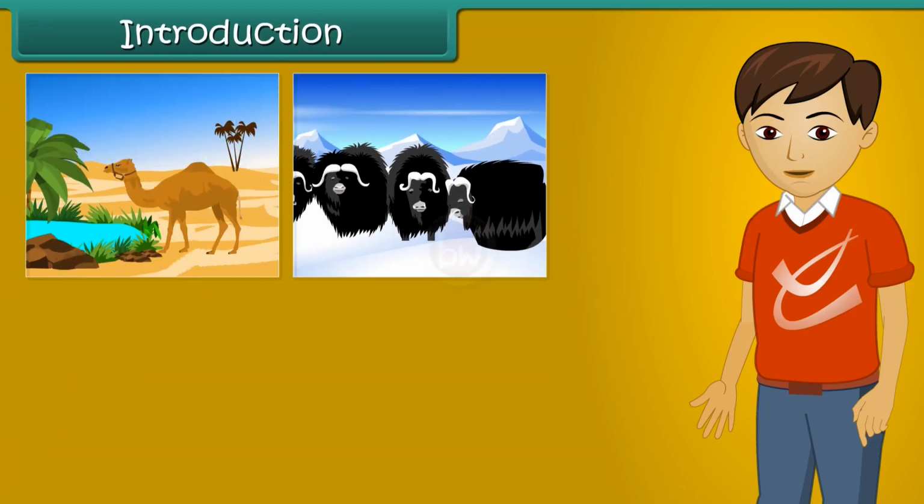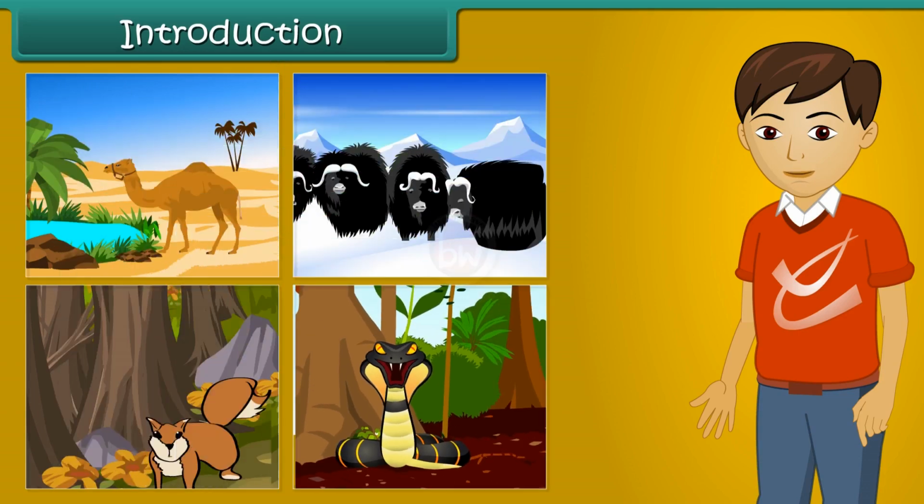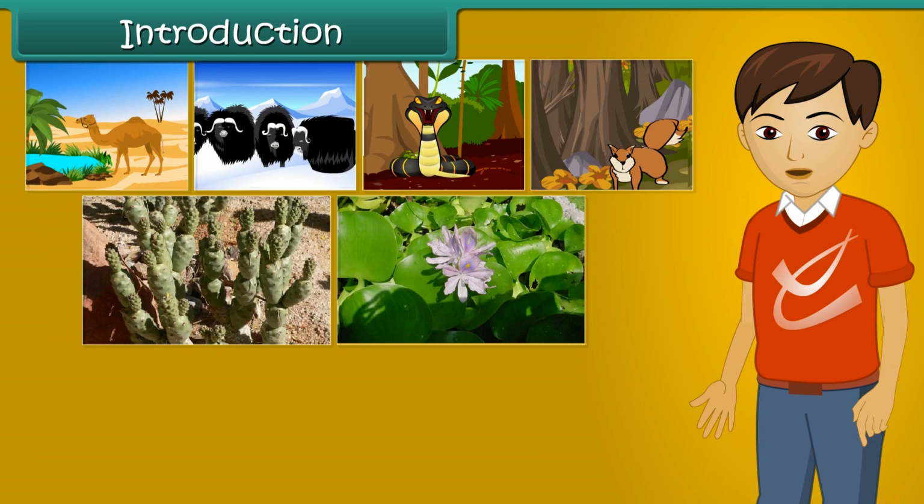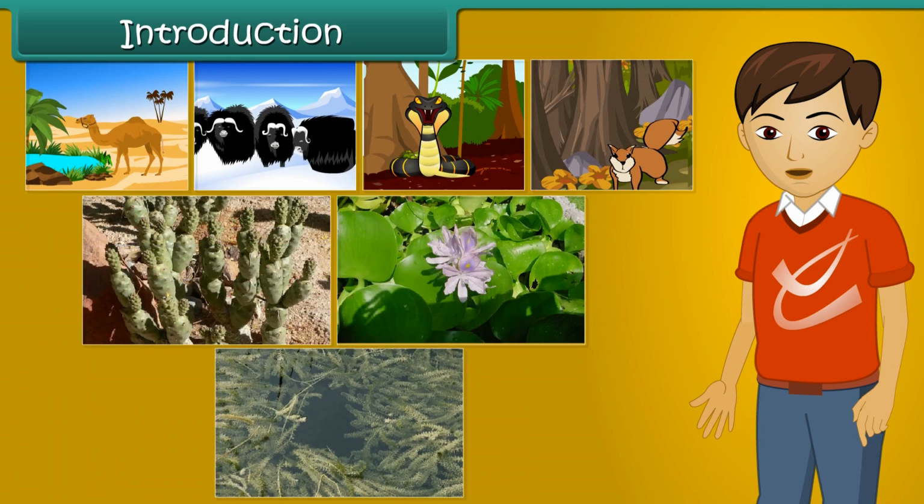Hello students, look at the images given here. Camel, yak, squirrel, snakes are all terrestrial animals, but their physical appearance and behavior are very different from each other. Similarly, plants like cactus, water hyacinth, and hydrilla are also different in their physical appearance and behavior. All plants and animals develop different features that help them to survive in their surroundings.